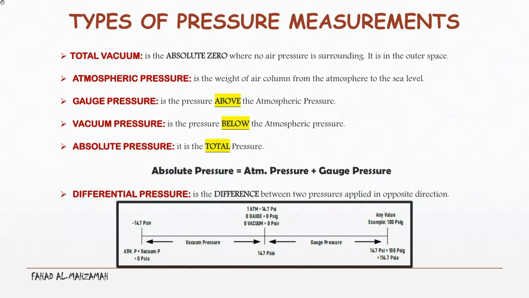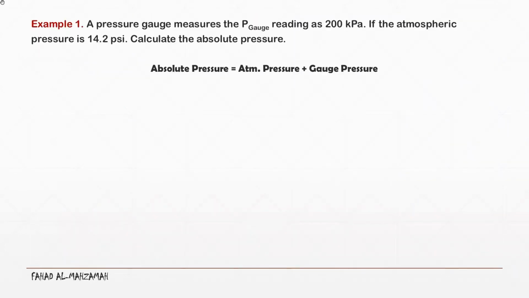Now let's continue here. Let's take some examples for this section. The first example says a pressure gauge. Now we are talking about the device, okay? Now he said the pressure gauge measures the gauge pressure, okay? So this pressure gauge measures only the gauge pressure, reading as 200 kilopascal, okay? 200 kilopascal. Now it's given that the atmospheric pressure is equal to 14.2 psi. What is the absolute pressure?